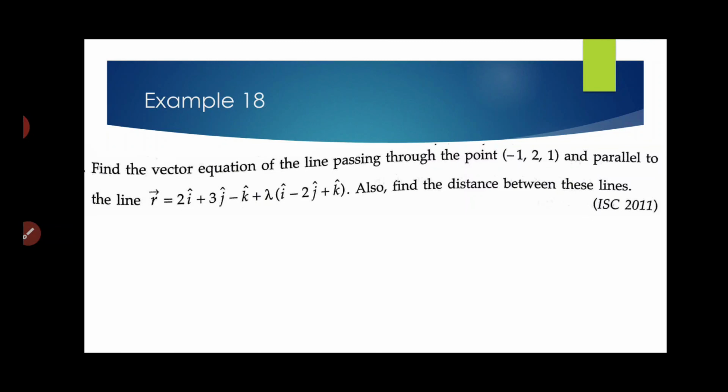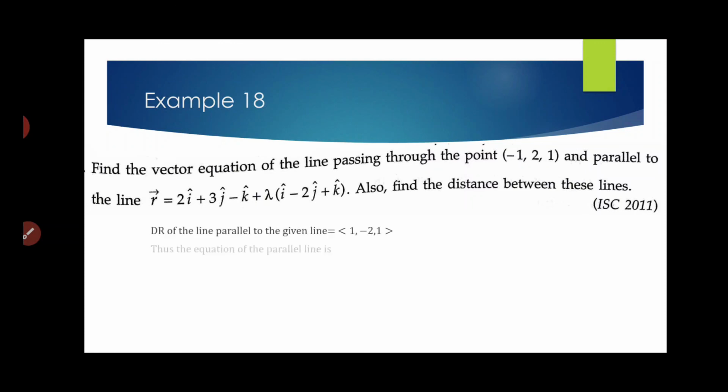Find the vector equation of the line passing through the point (-1, 1) and parallel to the given line, and also find the distance between the two lines. Now obviously the first part is simple, which we have already done for trying to find a parallel equation. So the direction ratio remains the same, all that changes is the point.